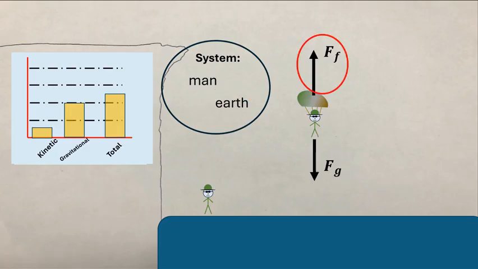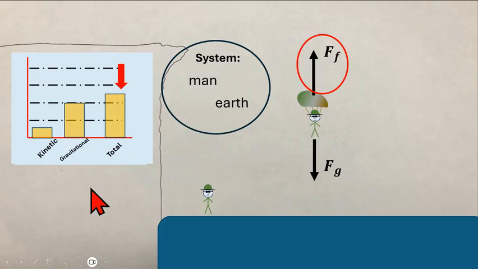However, there's a second force, the force of friction. That is caused by the air. The air is not in our system. It is an outside force from an outside object. And the air resistance is going to have the effect of bringing the total energy down.